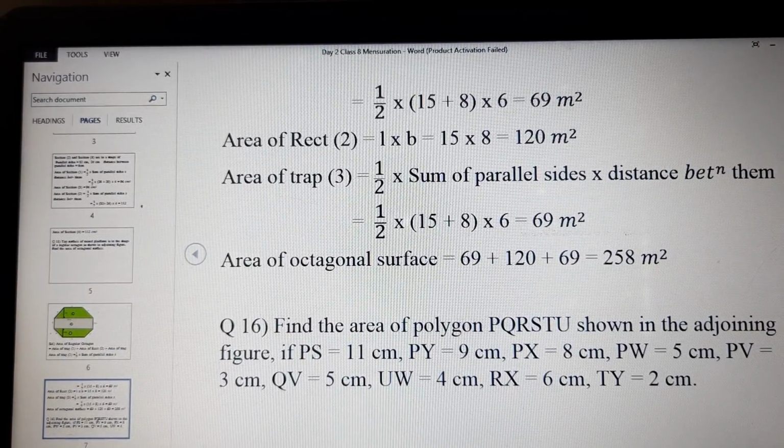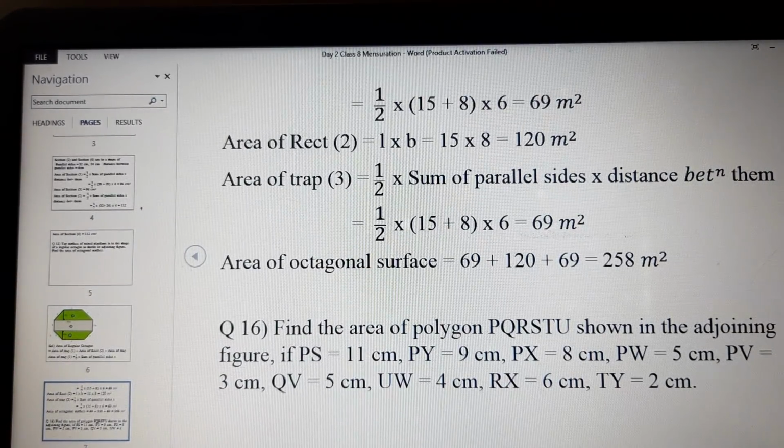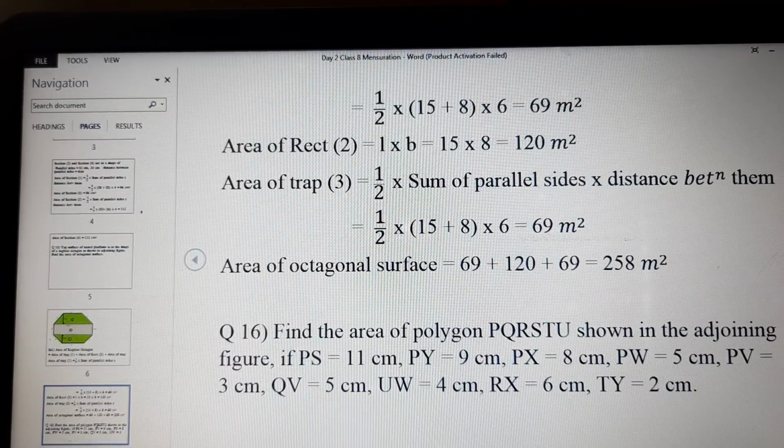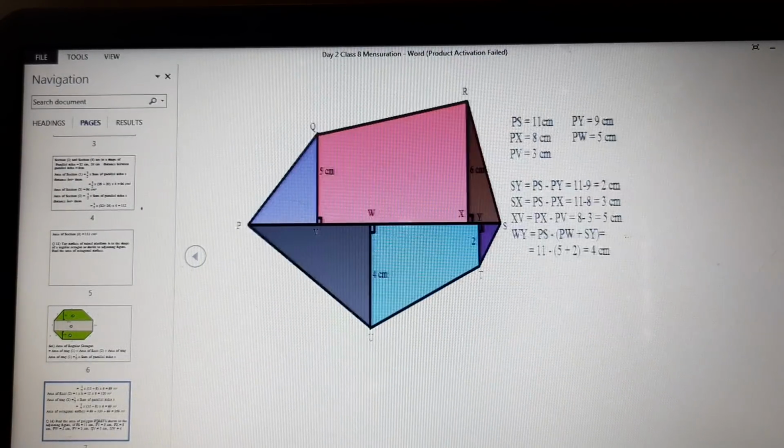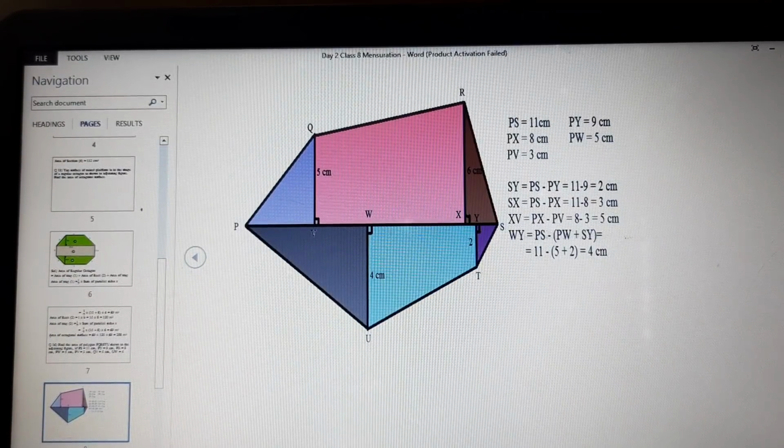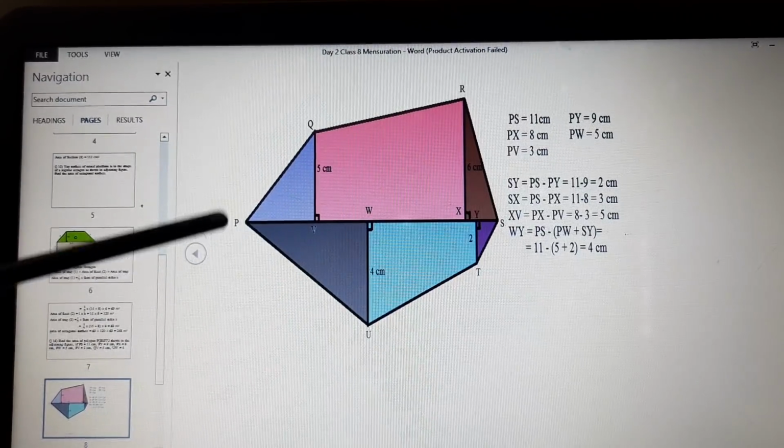And the total area of the surface will be 69 plus 120 plus 69. That means 258 meter square. Now, a polygon is given. This kind of a polygon has been given. Okay. It is PQRSTU.